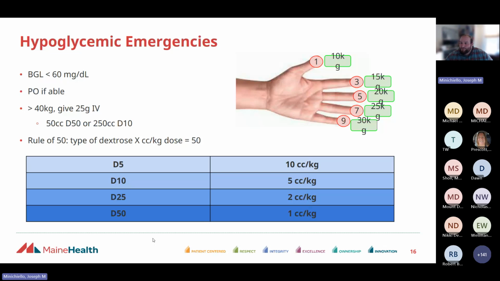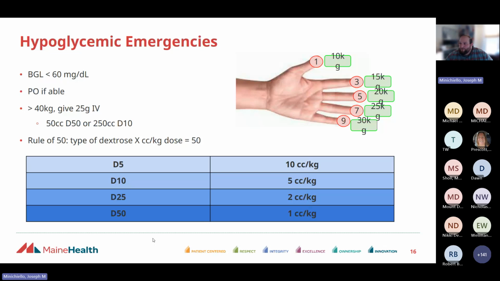For someone who is able to swallow, PO is absolutely the preferred route for this. But if you don't have someone able to swallow and you have ALS available, getting an IV, if someone has over 40 kilos, protocol talks about giving 25 grams IV. You can get there either with 50 cc's of D50 or 250 cc's of D10.